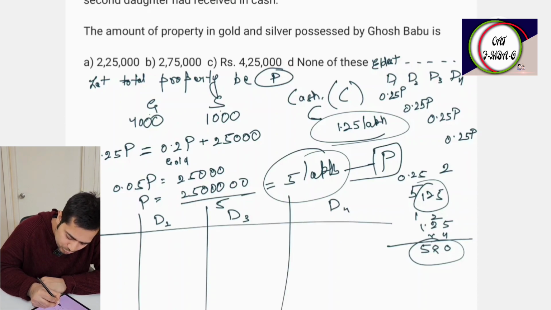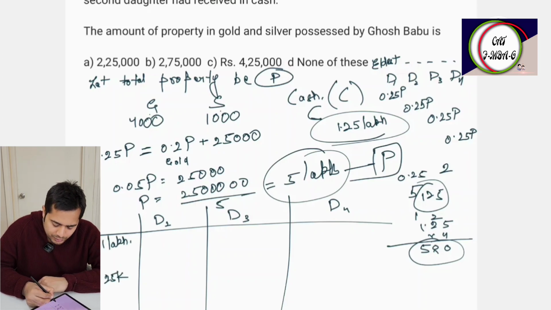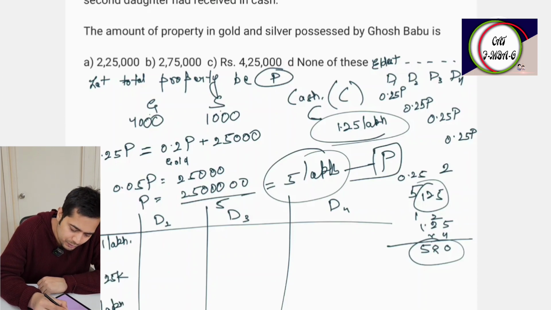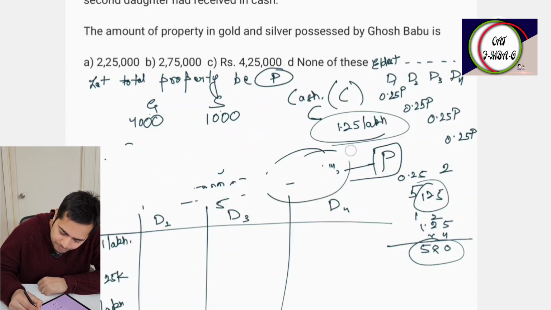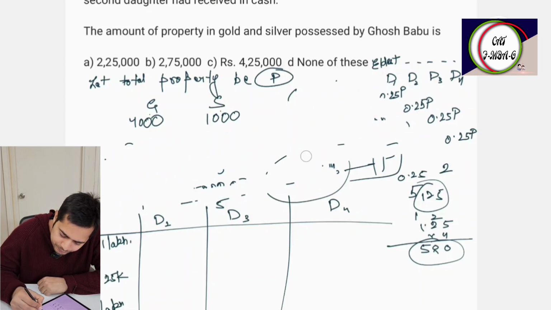Daughter 1 got gold and cash: 25k cash, and gold worth 1 lakh. Okay, this is the property, and the total is 1.25 lakh. Simple. Now it is given that, let me clear some area.